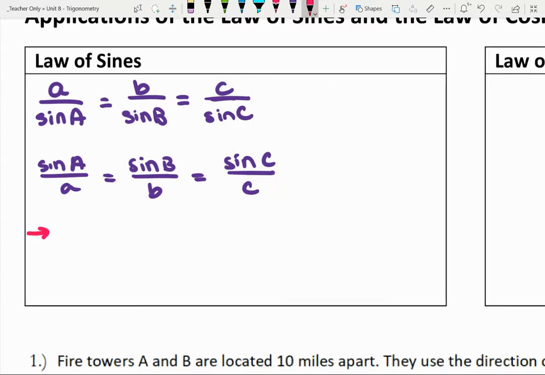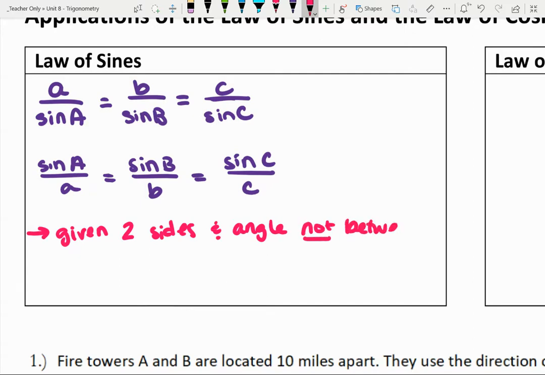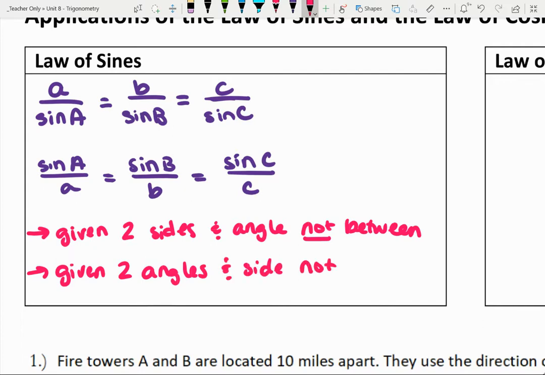Well, there are two cases where we should use the law of sines. Either we are given two sides, so two side lengths, and an angle that's not between them, or we are given two angles and a side length that is not between them. So that's the real trick here: either two sides or two angles, and then another side or angle that's not between the ones that are given.